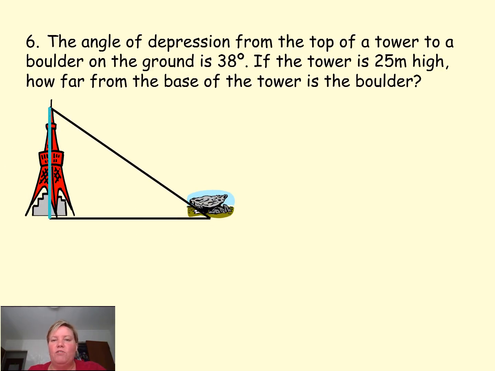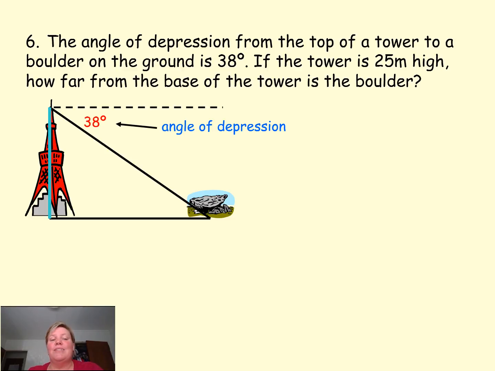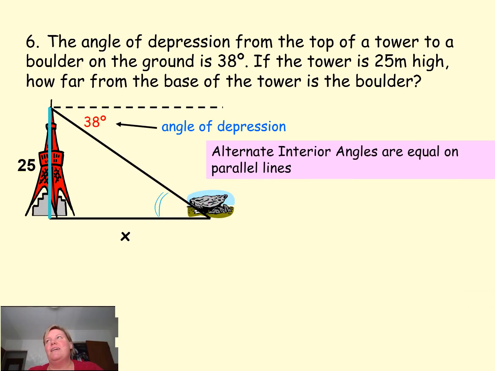Okay, so here we go. The angle of depression from the top of a tower to a building is 38 degrees. So they're talking about that angle there. If the tower is 25 meters high, how far is the base from the boulder? Now, we know from parallel line rules that this is like a Z angle. So if that's 38, then this here is also going to be 38. Alternate angles on parallel lines are equal, as we know.